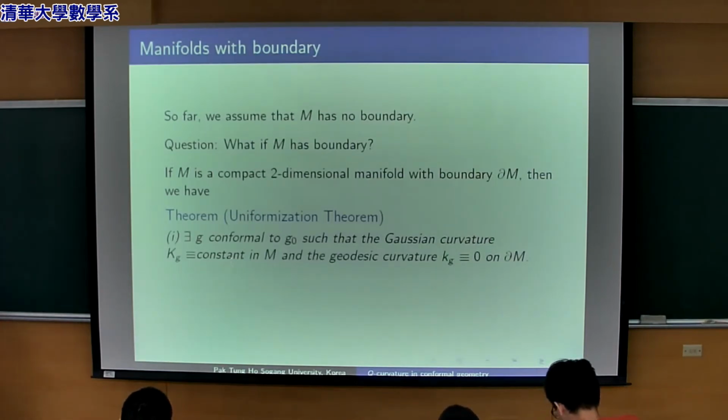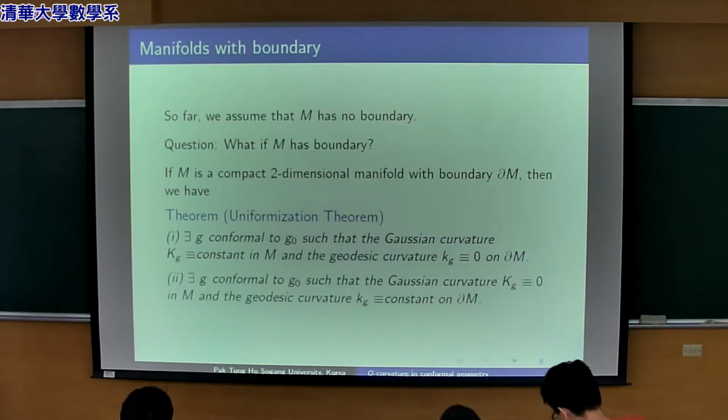The first case is, there exists a conformal metric such that the Gaussian curvature is constant, but on the boundary, the geodesic curvature vanishes. The second case is, this time we assume that in the interior, the Gaussian curvature vanishes, and the geodesic curvature becomes constant.